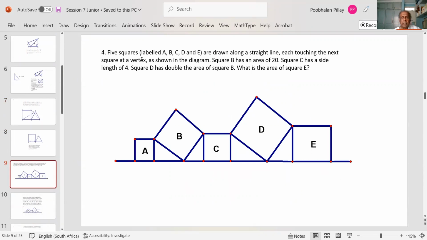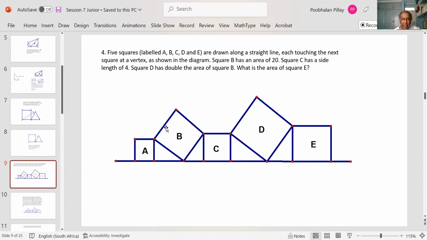It says here that 5 squares are labeled A, B, C, D, E, or you can see them. So all these are squares. Right? So that's useful. All the sides are equal here. The same with B, C, D, and E. But they're all sort of one on top of the other, as it were, each touching the next square vertex as shown. Square B has area 20.